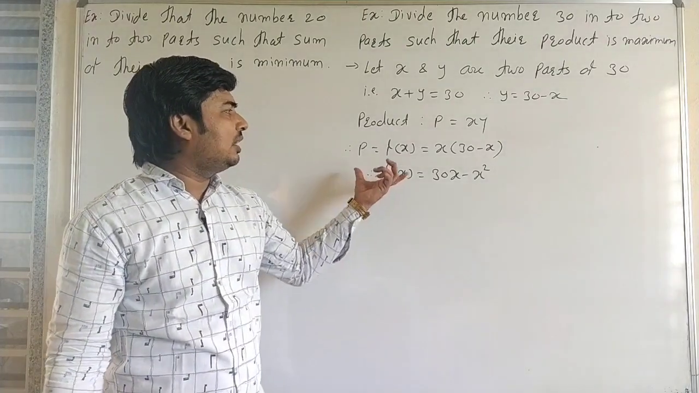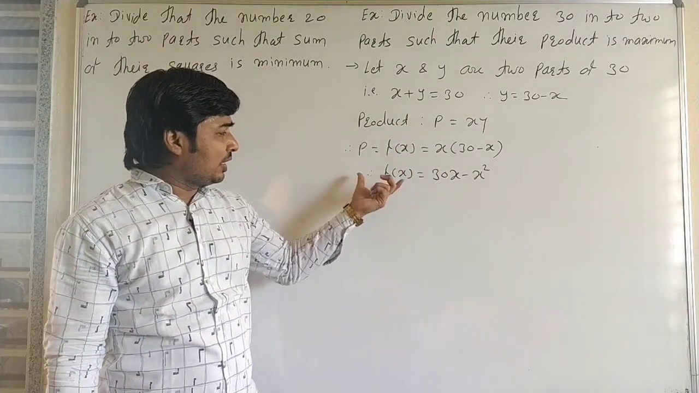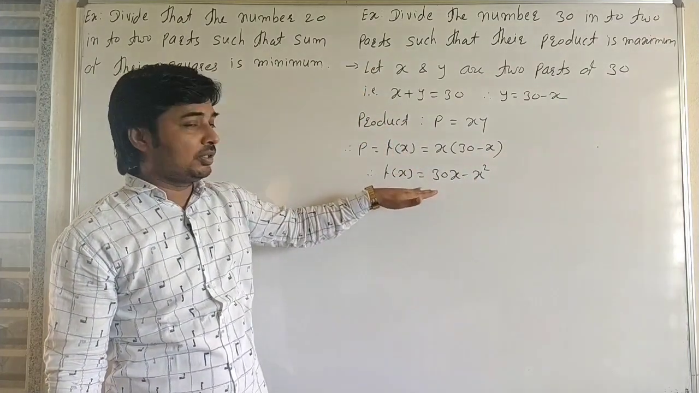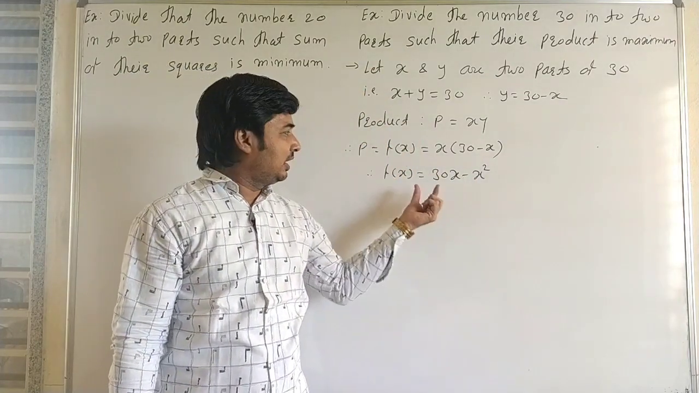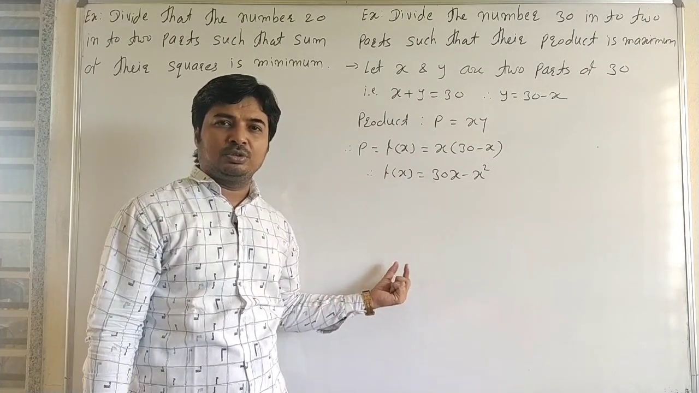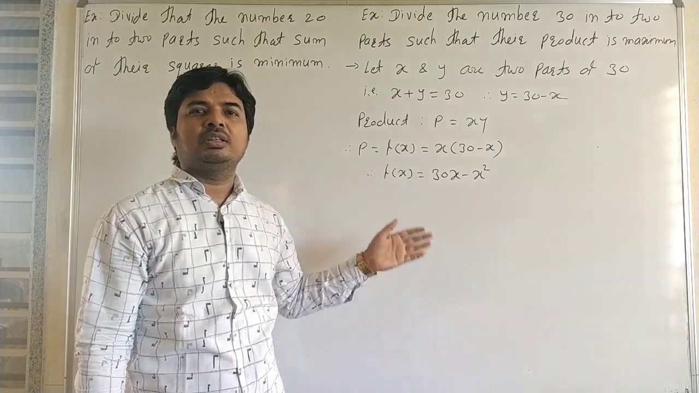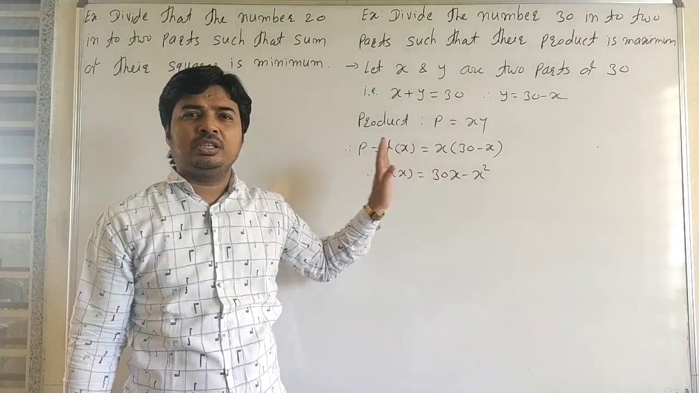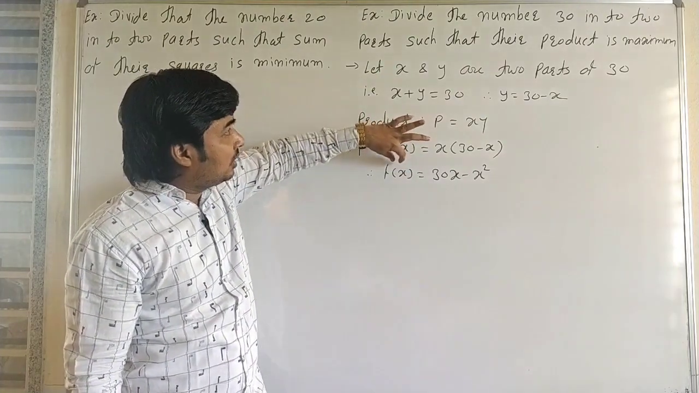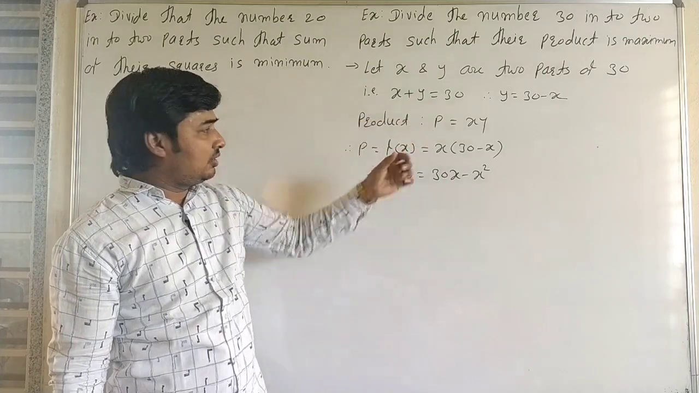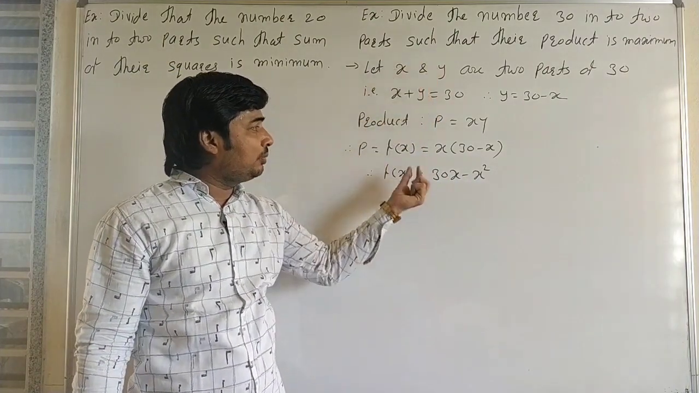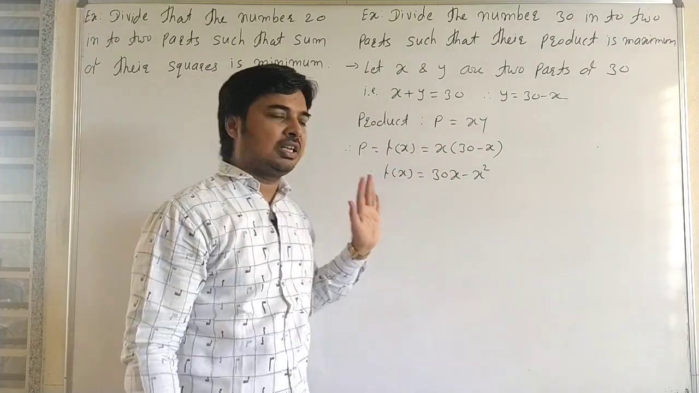Here, as in the last lecture's examples on the second derivative test, f of x is given. We first find f of x and then apply the second derivative test. That means we find f dash of x, take f dash of x equal to 0, then find f double dash of x and put the stationary points in f double dash of x.